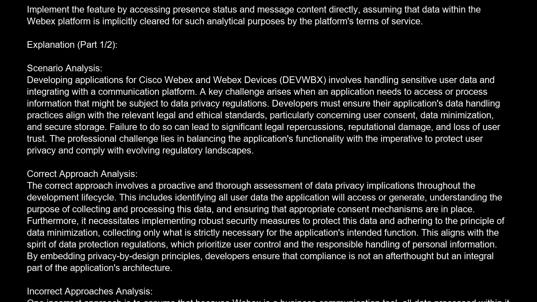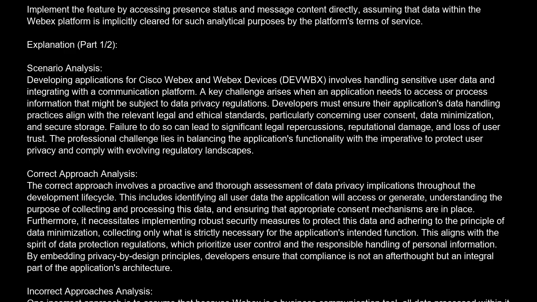The professional challenge lies in balancing the application's functionality with the imperative to protect user privacy and comply with evolving regulatory landscapes. Correct approach analysis. The correct approach involves a proactive and thorough assessment of data privacy implications throughout the development lifecycle. This includes identifying all user data the application will access or generate, understanding the purpose of collecting and processing this data, and ensuring that appropriate consent mechanisms are in place. Furthermore, it necessitates implementing robust security measures to protect this data and adhering to the principle of data minimization, collecting only what is strictly necessary for the application's intended function.